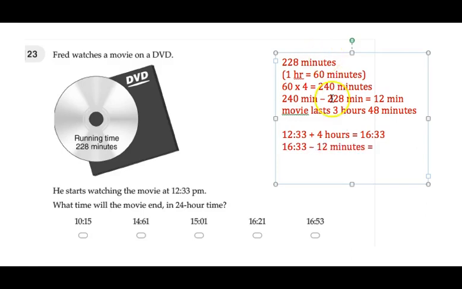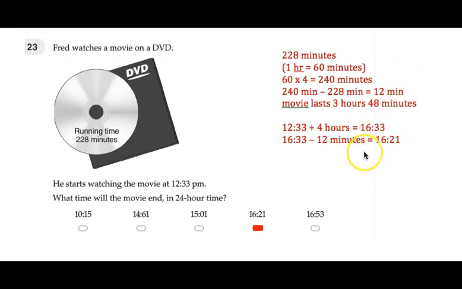Okay, so we've got 16:33, take away 12 minutes. 33 minus 12 is 21. So it's 16:21. Ends at 16:21, which I've shaded. Now, it is easiest to see that 228 minutes is almost 4 hours, okay? So it is best to add on the 4 hours and take away the 12 minutes, okay?